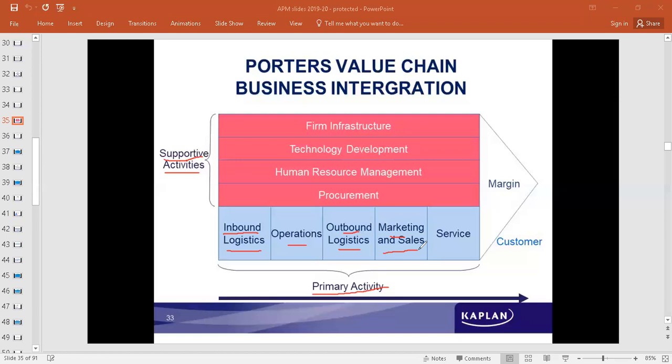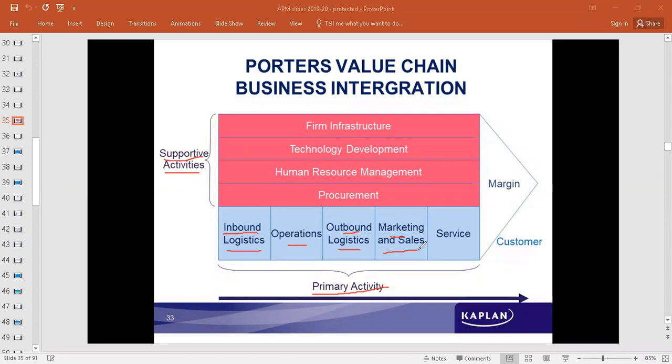What's the main operation? The main operation is the production of products. So material has to be converted into finished goods. When the raw material comes into the business, inbound logistics is the first activity. After receiving the material, this material has to be converted into finished goods. That's the main operation. After the material is converted into finished goods, these finished goods have to be taken out of the factory premises. So usually they are taken into warehouses where the finished goods are stored.